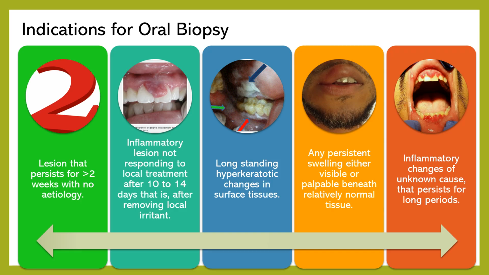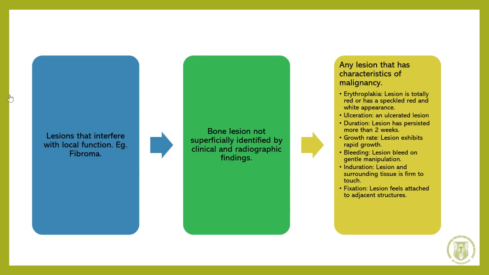A persistent swelling, either visible or palpable beneath a relatively normal tissue, has to be biopsied, and inflammatory changes of unknown cause that persist for a long period have to be biopsied. Lesions that interfere with local function, for example a fibroma at the occlusion plane causing interference in the occlusion, have to be biopsied.